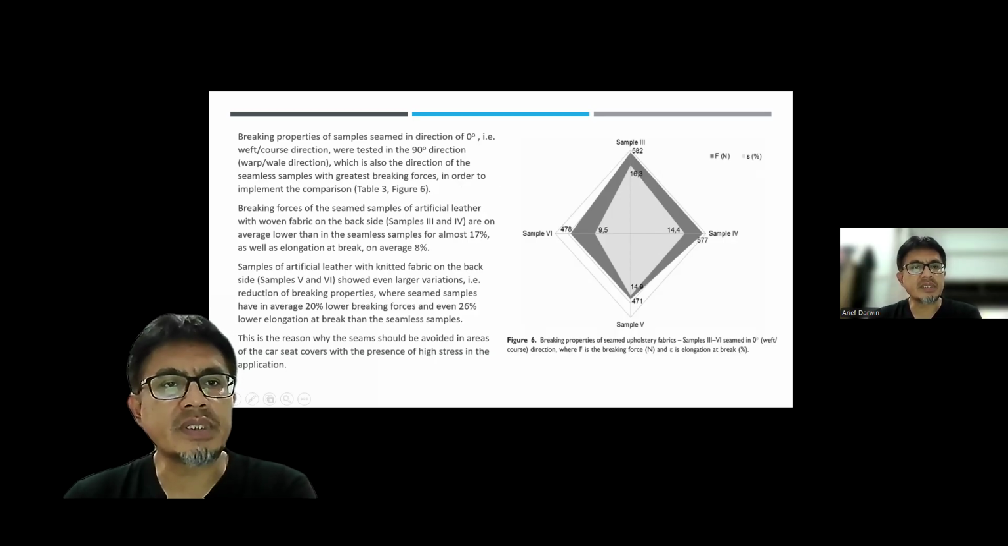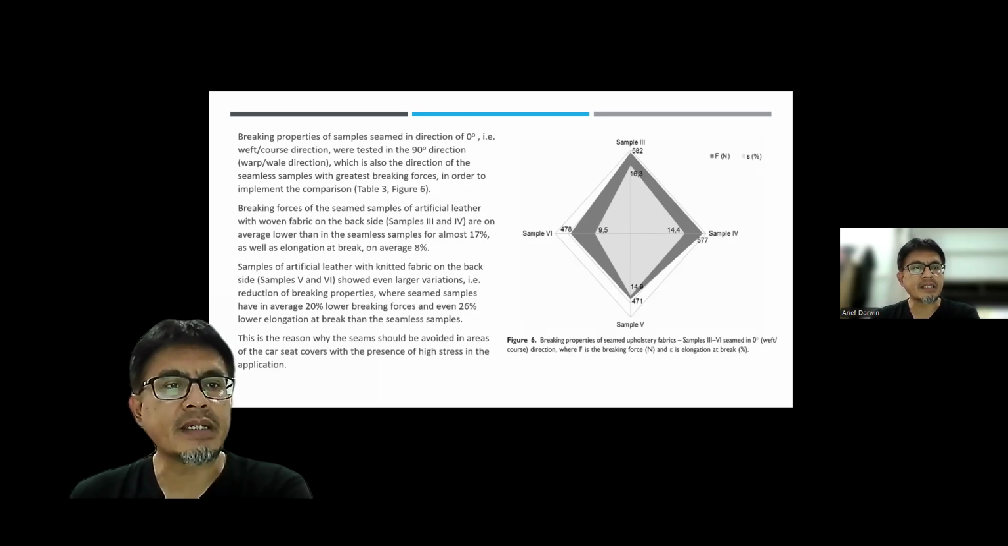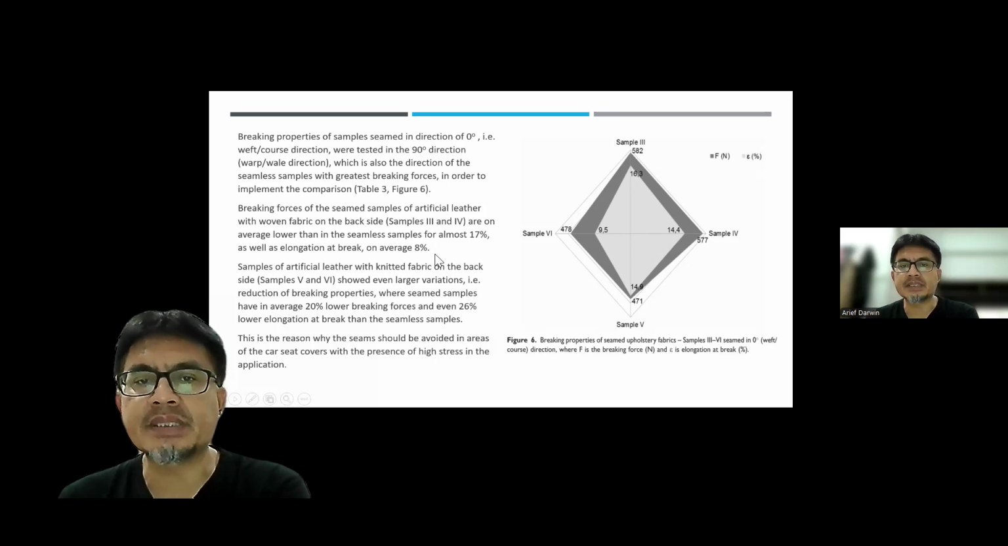The breaking force of the seam samples of artificial leather with woven fabric at the back side, which are samples 3 and 4, is on average lower than the seamless samples by almost 17%, as well as elongation at break, on average 8%.